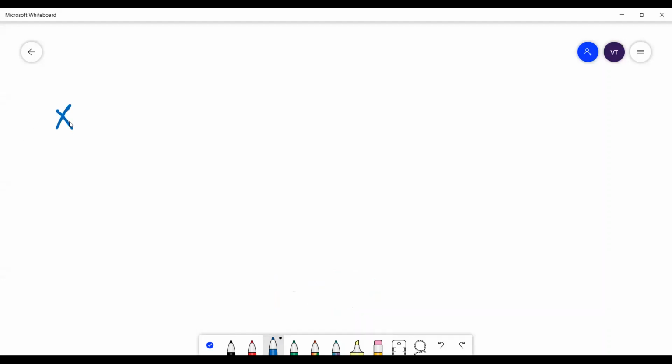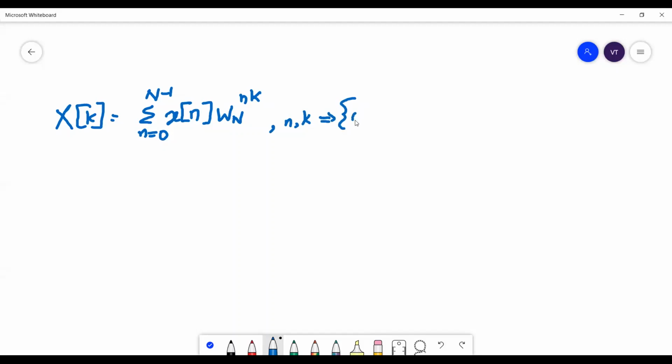So you have this expression X of k is equal to sigma n equal to 0 to N minus 1, x of n into W_N raised to nk, for n, k in the range 0, 1, 2, etc. up to N minus 1.